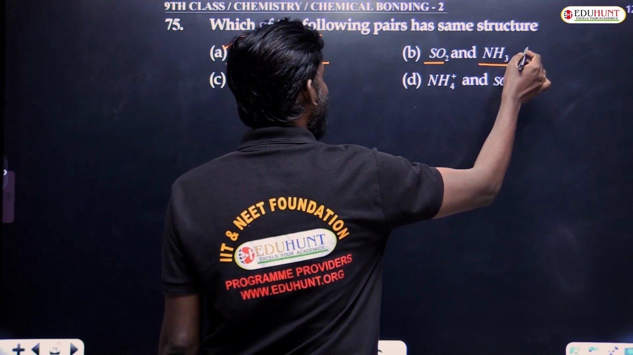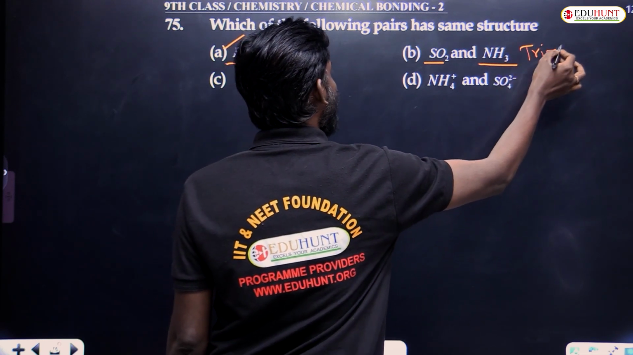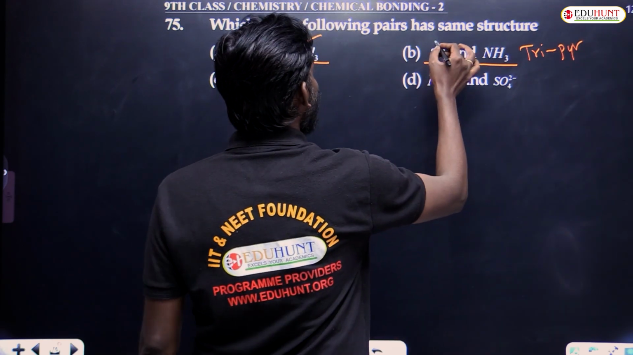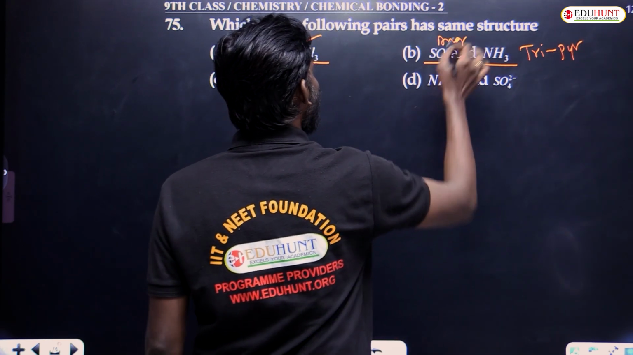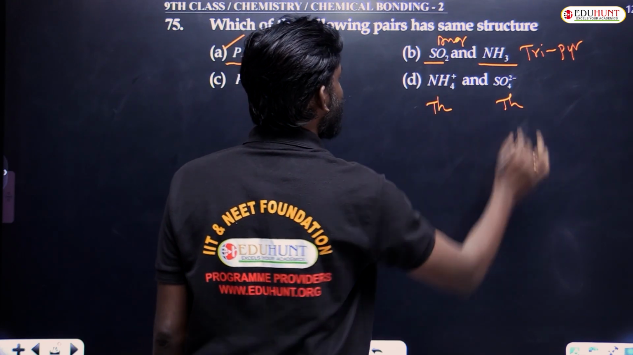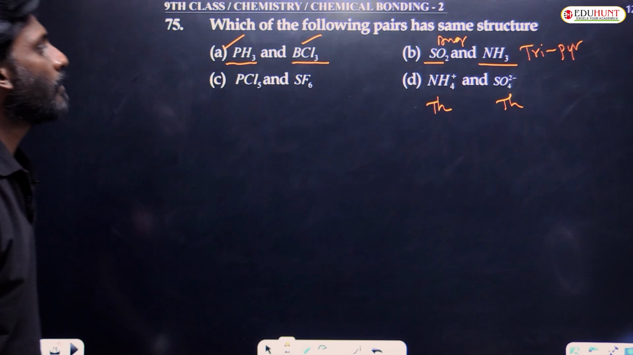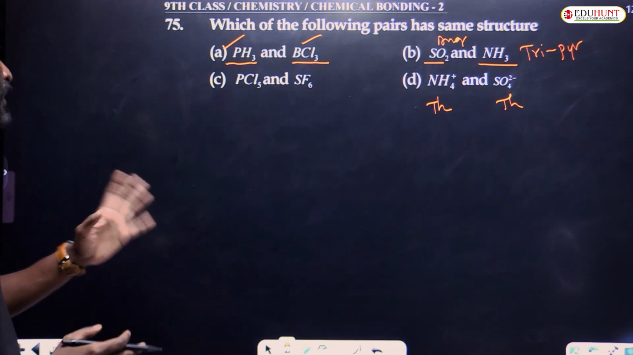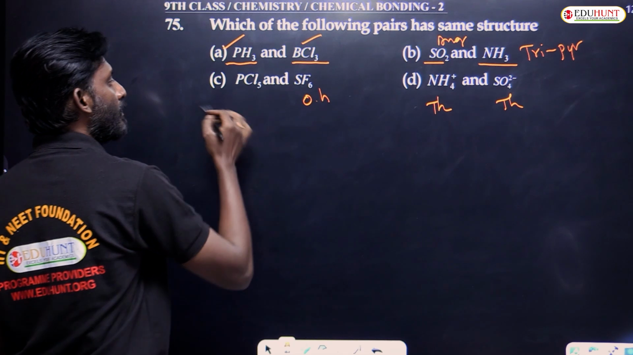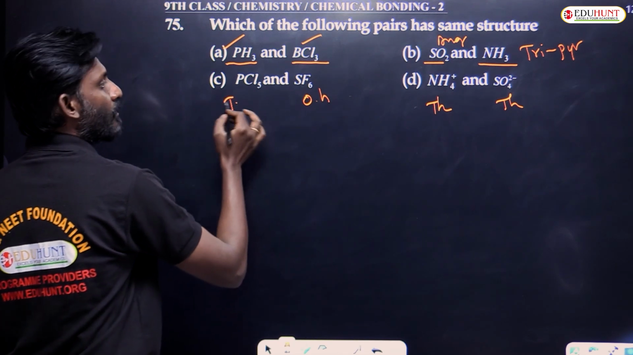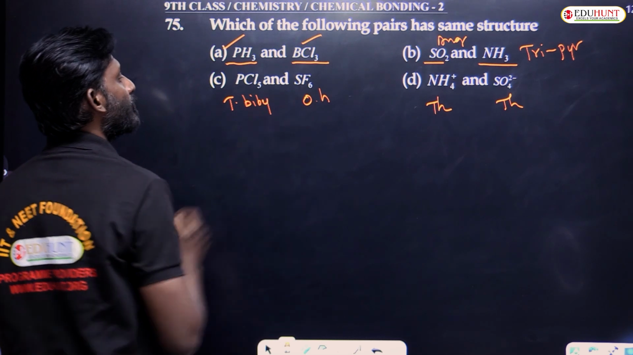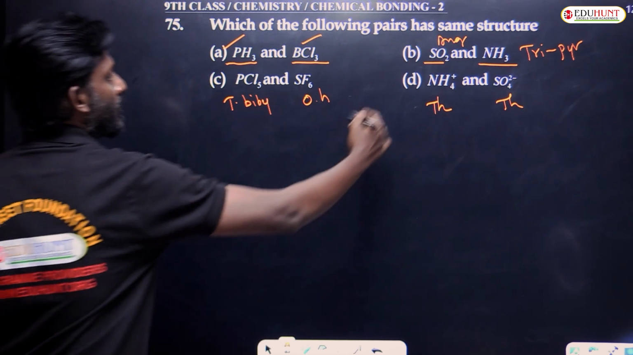This is trigonal pyramidal. This is angular, V shape. This is tetrahedral, this is also tetrahedral. So the pair which has the same structure is the fourth option. What happens to this? This is octahedral and this is trigonal bipyramidal. So the fourth option is our answer.